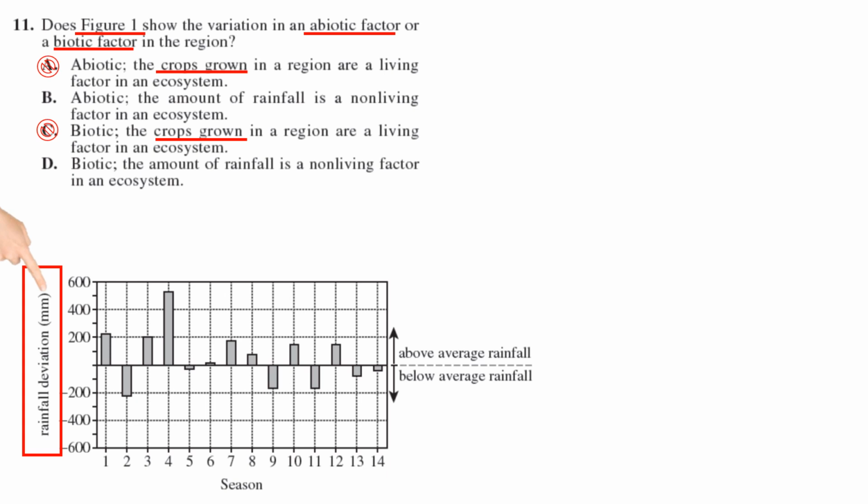Then you have to have a little bit of knowledge. Biotic equals living, abiotic means not living. That prefix a means not. So rainfall is not a living factor. So it is abiotic. The amount of rainfall is a non-living factor.